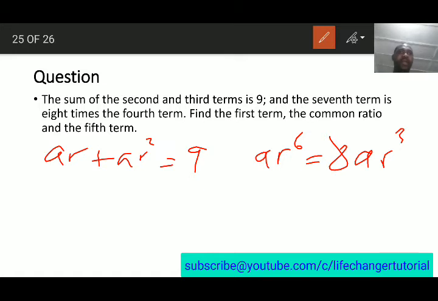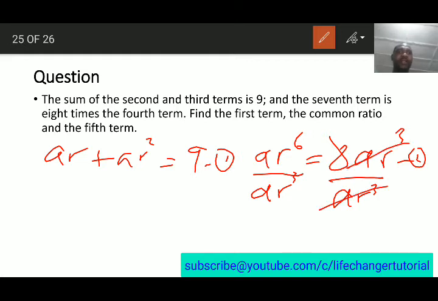Now, I think from here, we can do something from this second equation. This is equation 1, and this is equation 2. From here, I can divide both sides by AR^3, and here AR^3. So A cancels A. R^6 over R^3 will be R^3, all equal to 8. So from here, we can find R. That means R is the cube root of 8, which is equal to 2. Okay, so that is quite interesting. So it's now for us to find A, which is the first term. So from equation 1, I can find the first term. It's not a big deal.